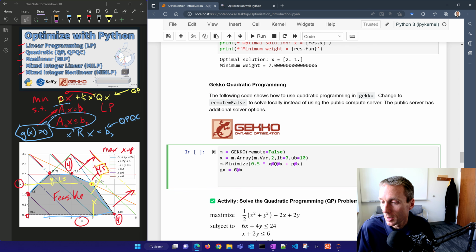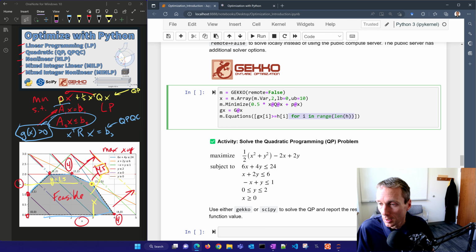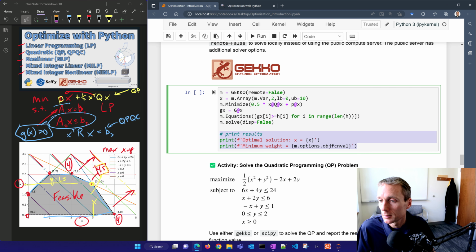And then also have gx, and then create my equations here. So I need to go through and add each row of this individually. So there's gx[i] greater than or equal to h[i] for i in range length h. Okay, and I'll solve it and then print my solution.